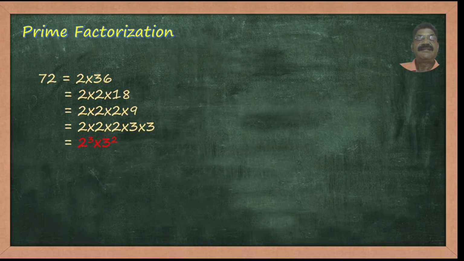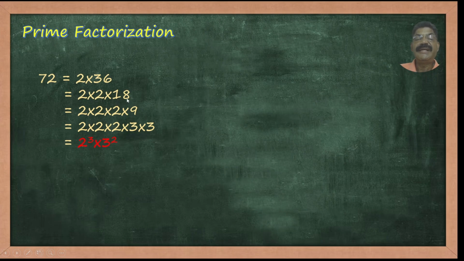Next, prime factorization of 72. It is an illustration. 72 is divisible by 2 because the last digit is 2. Therefore, it is divisible by 2. 36 times 2 is 72. Now you look at 36. 36 is again divisible by 2. 2 into 18 is 36.